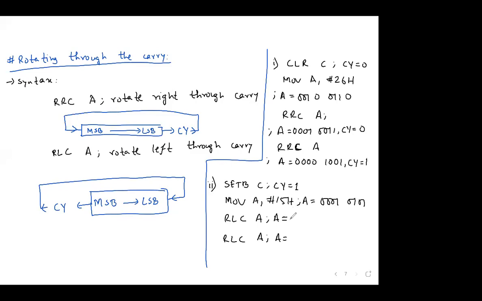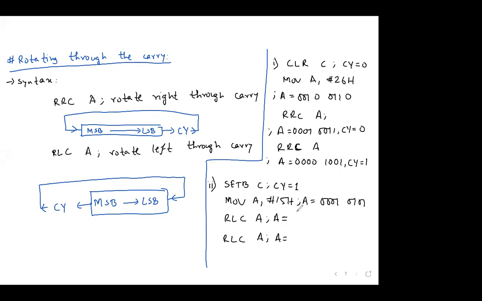Yes, sir. Hello. RNC. Sir, 1, 1, 0. Why will it be 1? You are rotating left to the carry. If you rotate, look at the diagram. If you rotate left, what will happen? Shift every bit to the left by 1.